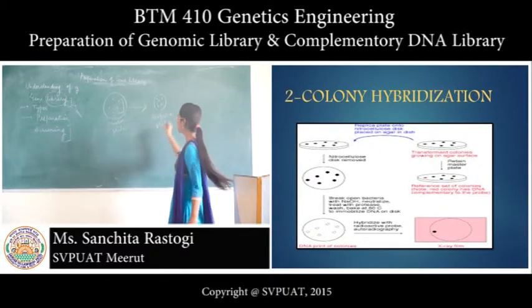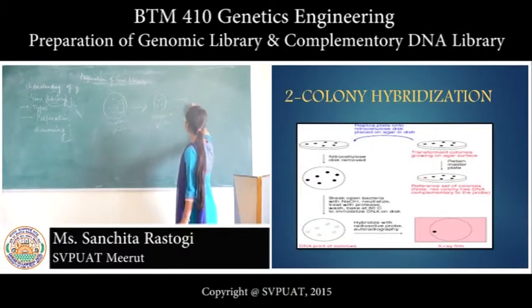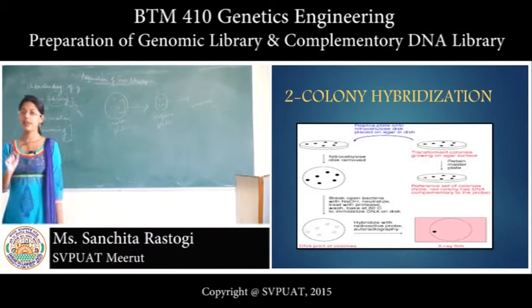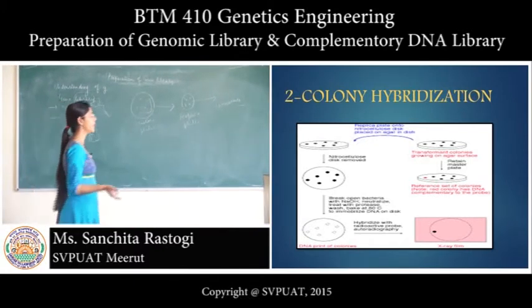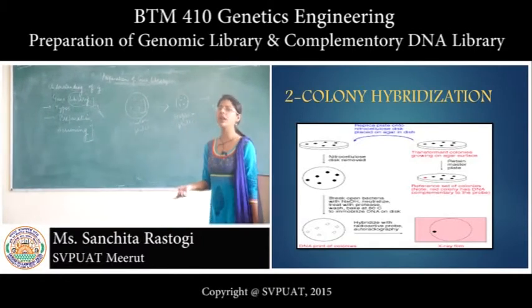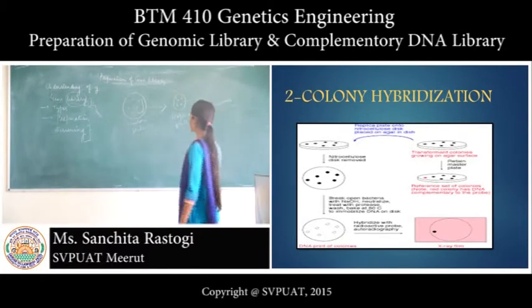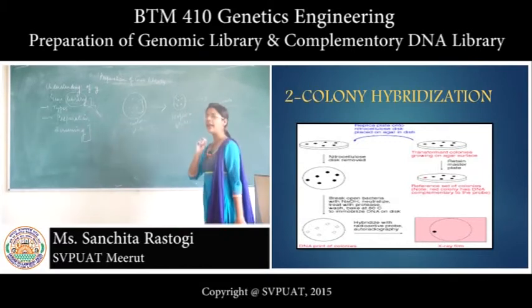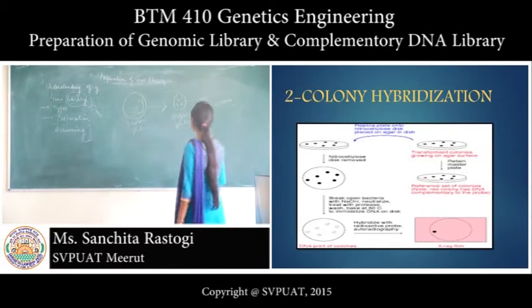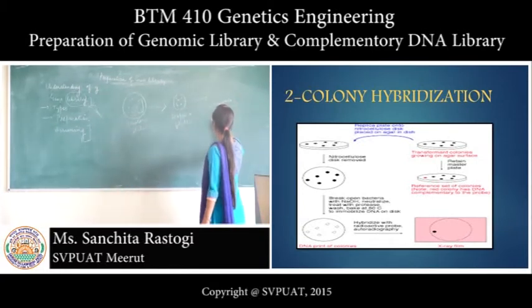After replica plating, we transfer these colonies to a nitrocellulose filter membrane. Since we know the sequence of the transferred recombinant DNA, we artificially prepare a probe complementary to the sequence of the rDNA. The probe will hybridize with the complementary sequence of the DNA.